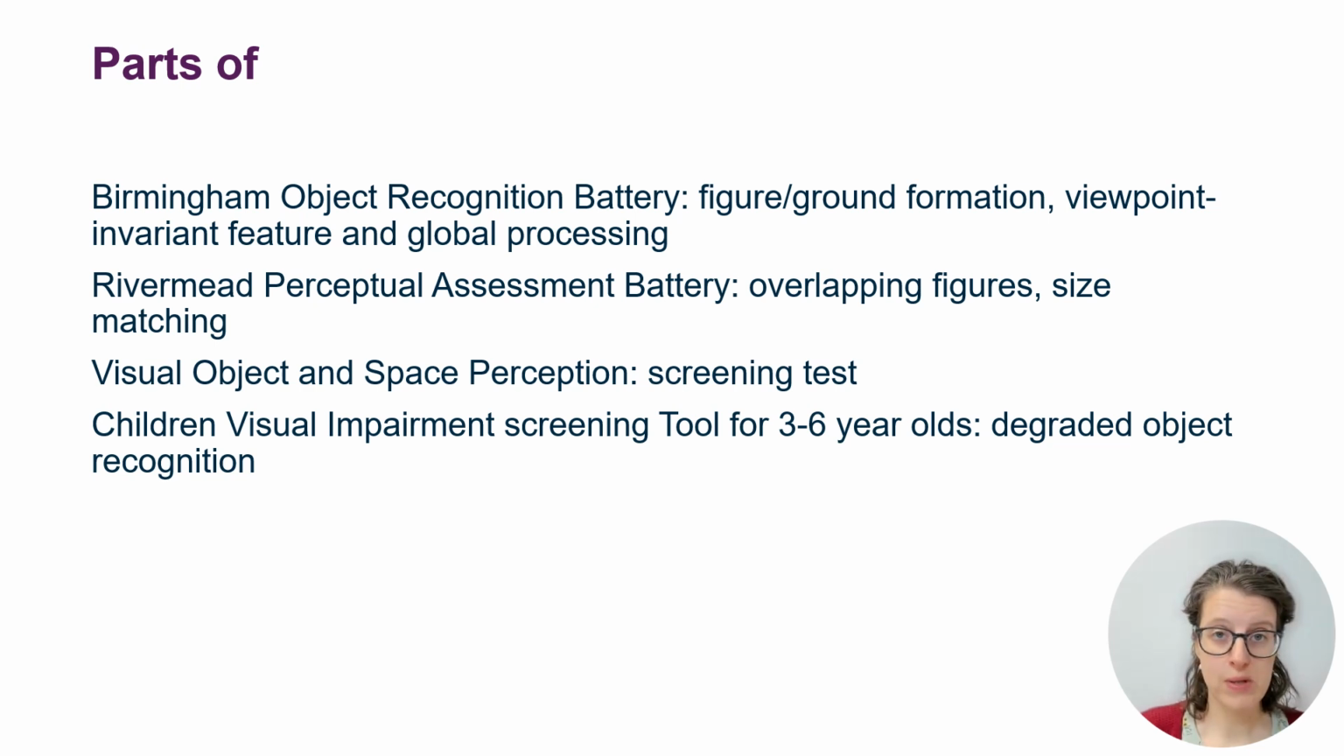The Rhythmic Perceptual Assessment Battery has overlapping figures and size matching that tap into perceptual organization. And the CVIT 3 to 6, the Children Visual Impairment Screening for 3 to 6-year-olds, has a few subtests on degraded object recognition, which also challenges perceptual organization mechanisms. So that is a few options for assessing perceptual organization.